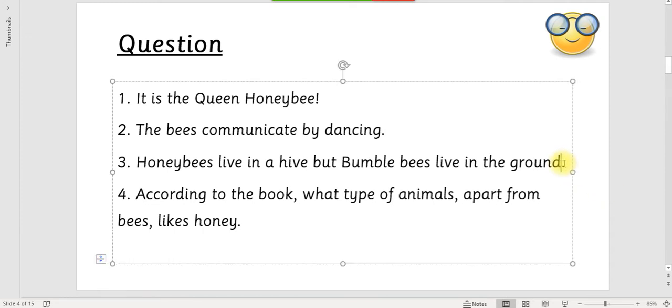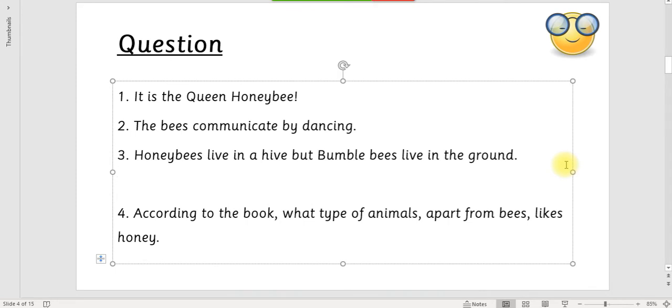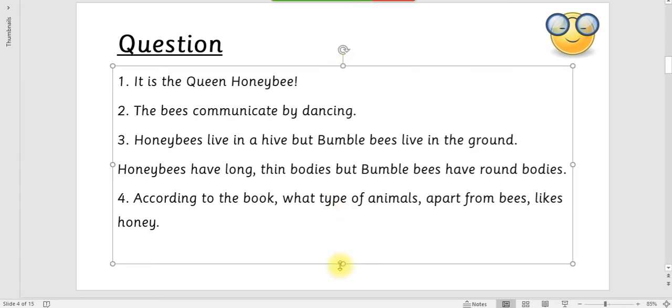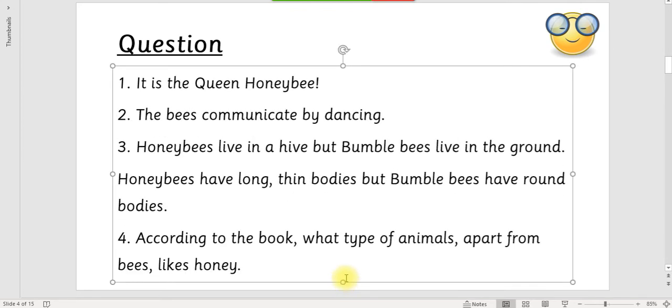There was another one I heard as well. I'm going to make these a little bit smaller as I go along. The next one I heard was that honeybees have, what kind of bodies do they have? You can remember? They have long, thin bodies, but bumblebees have round bodies. So honeybees were very thin and long, whereas bumblebees are very round.